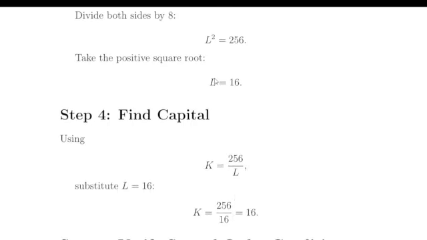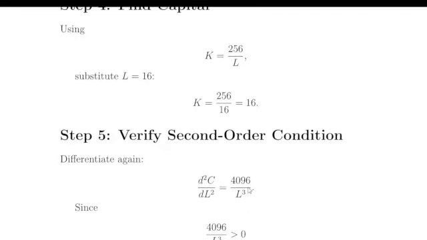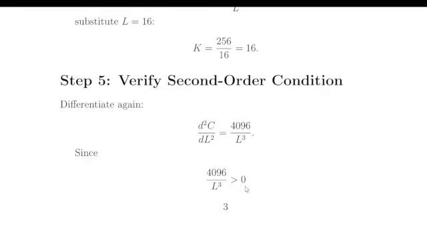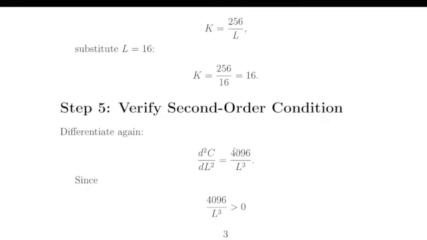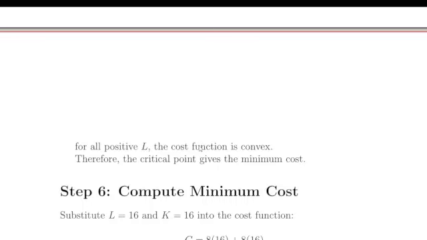Now to find the capital, we just plug in L equals 16. Because remember, when we solved for K, we said it was 256 over L. So plug in L as 16 to get 256 over 16 is 16. So here L and K are both 16. And so we can verify that this is the minimum by looking at the second derivative, which is 4096 over L cubed. That's positive for L being 16.